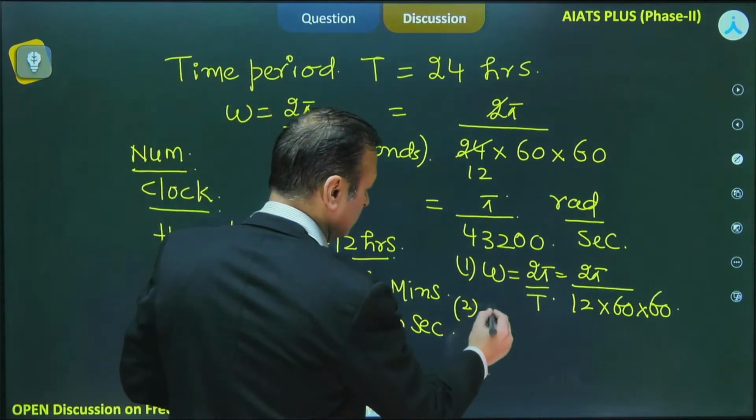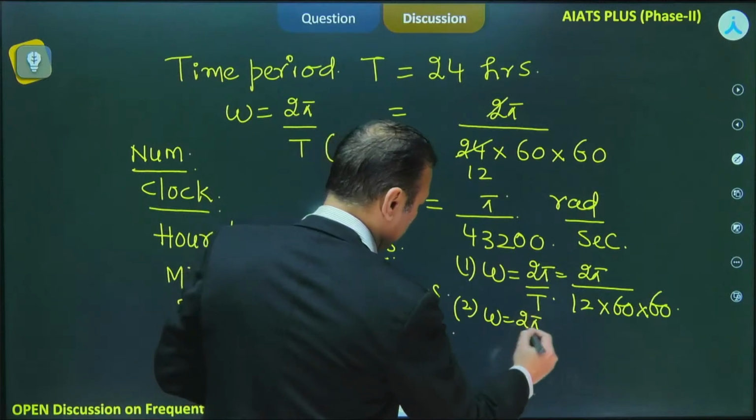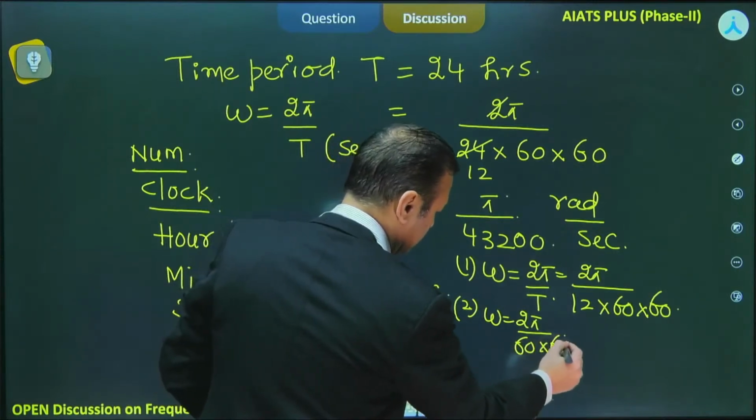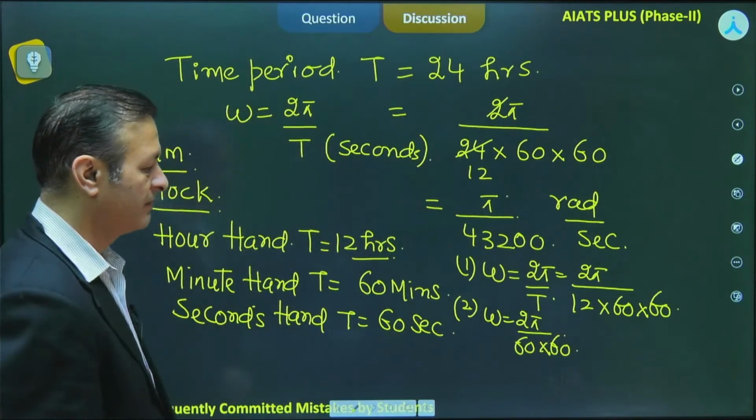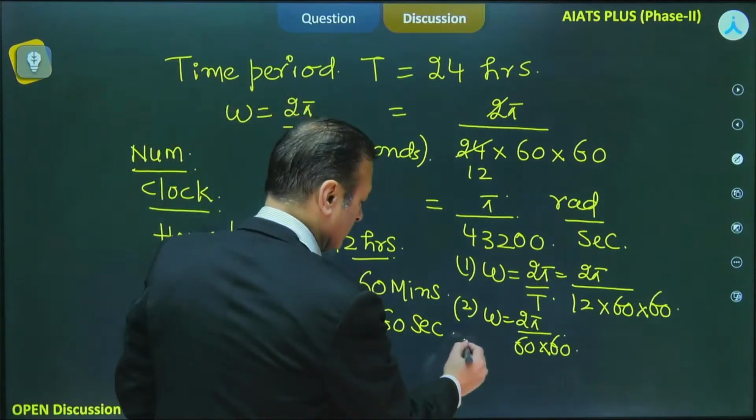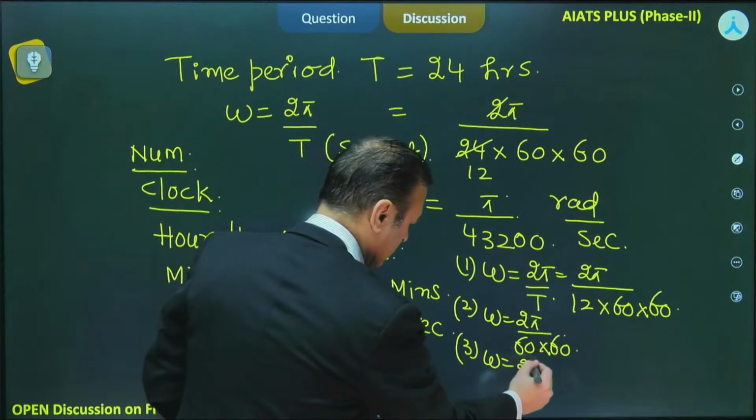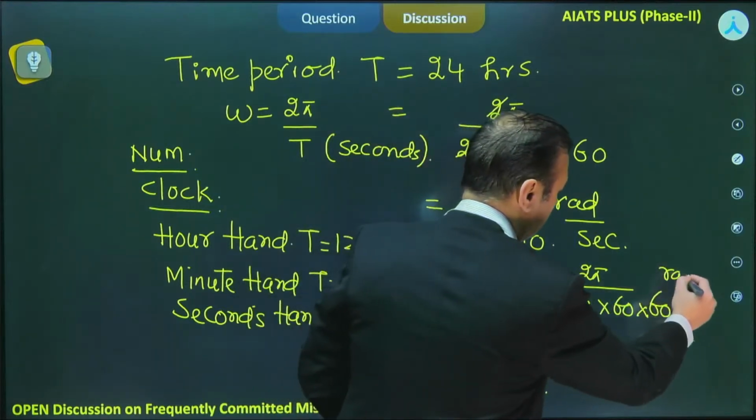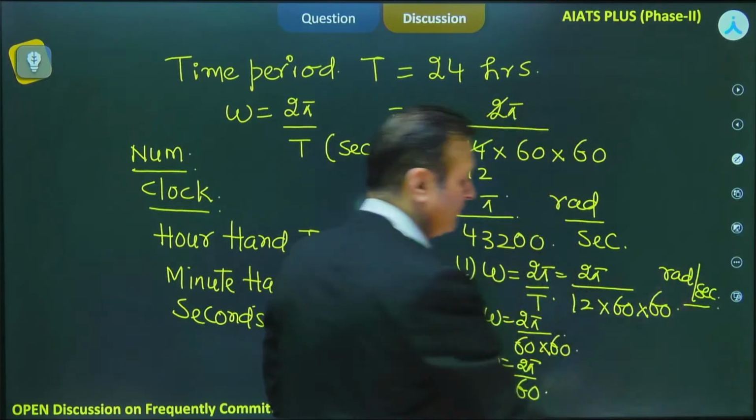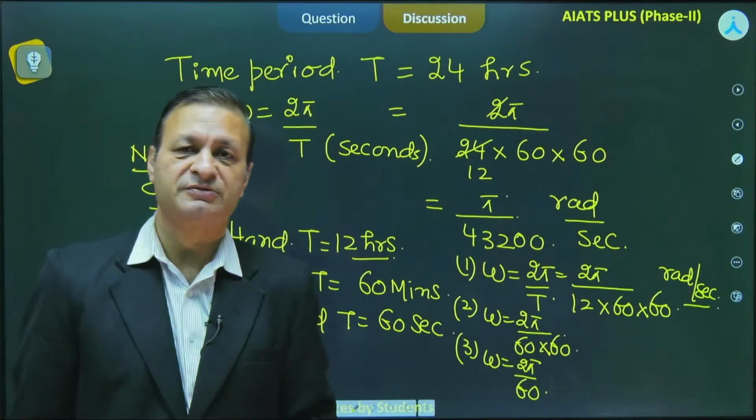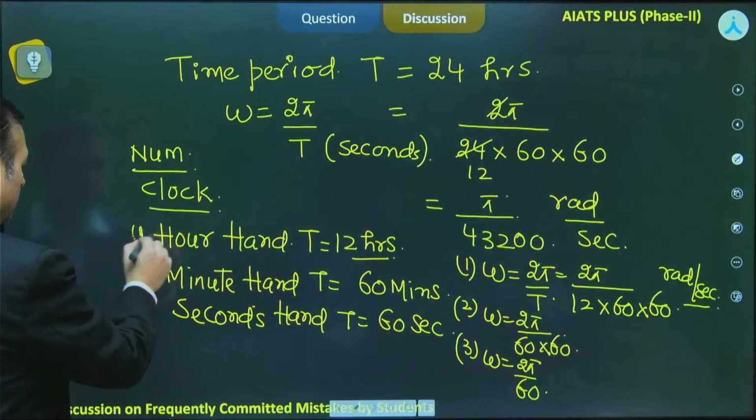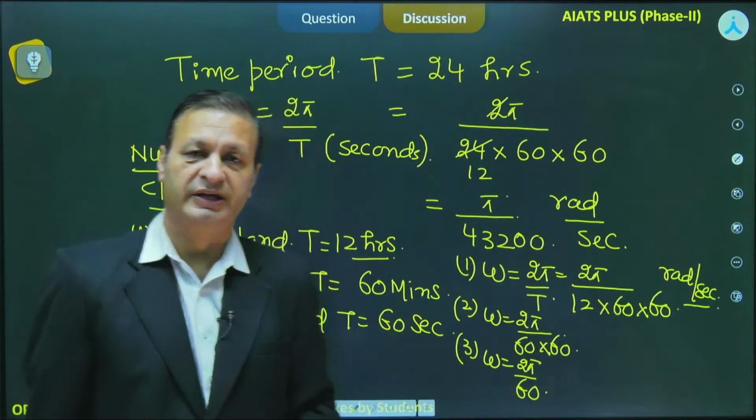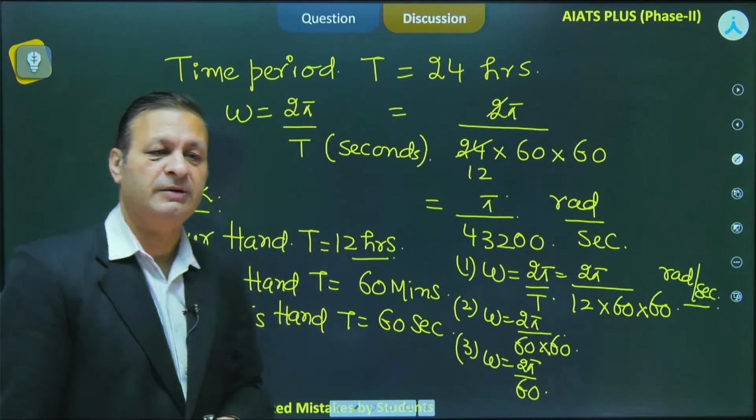For the second part, this omega is again 2 pi by, because this is already in minutes, so 60 minutes multiplied by 60 seconds, that would give you the answer for this one. And for the third option, this is 2 pi by 60 only. And for all the 3, units remain the same, that is radians per second. So, if the same question is being asked for all these 3 different hands of a clock, then how you would be solving this? This is the complete explanation.